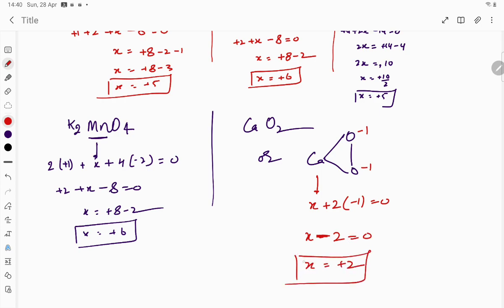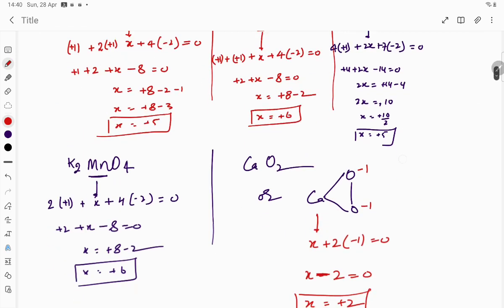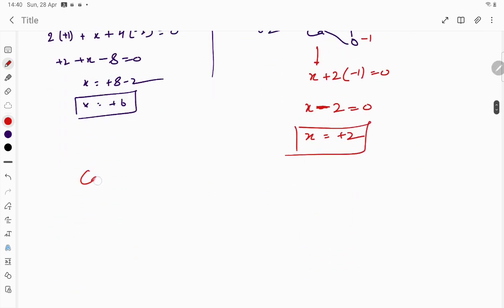But in the question, they are asking for oxygen, the underlined element is oxygen. So that is very simple. CaO2 here, you consider X for the 2 oxygen. Calcium belongs to group number 2, and group 2 oxidation state is plus 2, equal to 0.